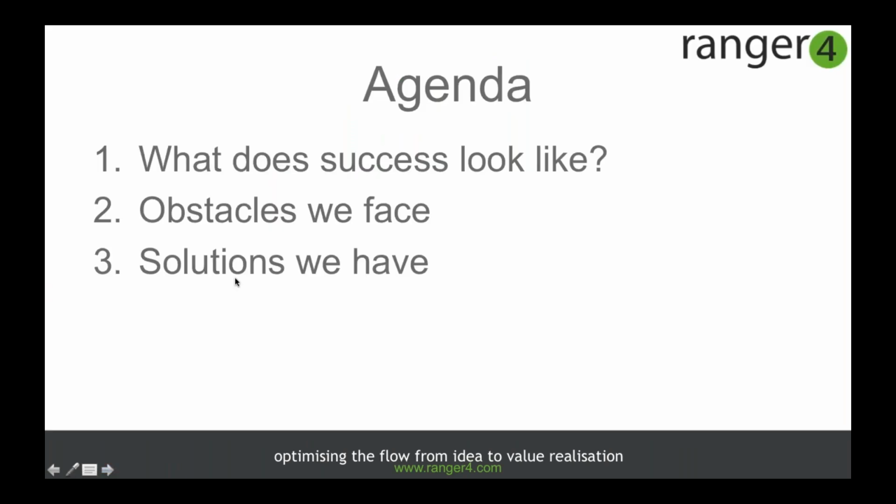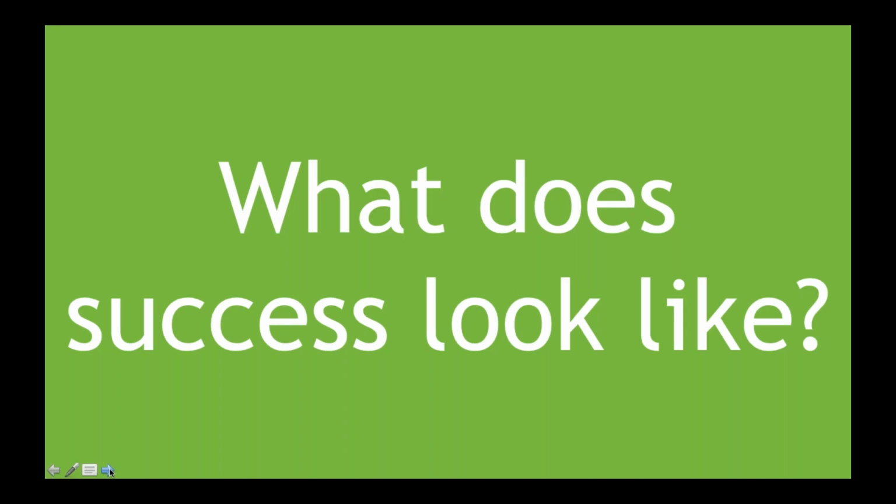So we've put together a short agenda today, so we're going to be looking at three things. So we're going to set the ground with what success looks like. Then we're going to talk about these typical obstacles or impediments that we are facing, and then we shall talk about the solutions that we have to tackle some of these problems. So let's start with what success looks like.